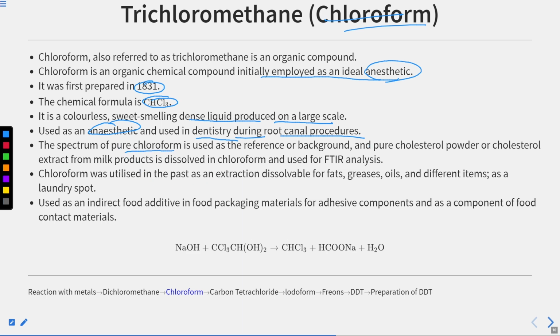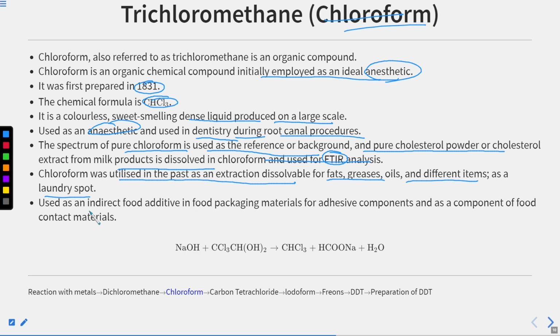The spectrum of pure chloroform is used for the reference or background, and pure cholesterol powder or cholesterol from a milk product is dissolved in chloroform and used for FTIR analysis. This FTIR analysis is basically a kind of spectrochemical method that is used for identifying a given compound. Chloroform was utilized in the past as an extraction solvent for fats, grease, oils, and different items, and as a laundry spot remover.